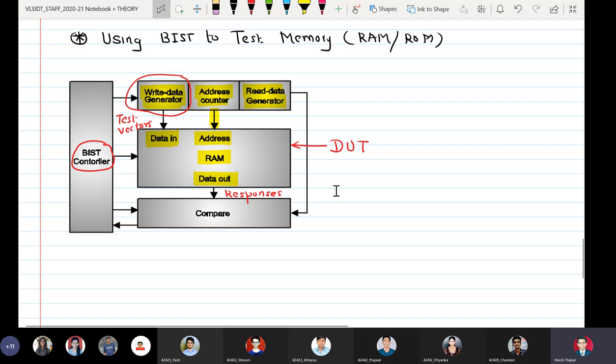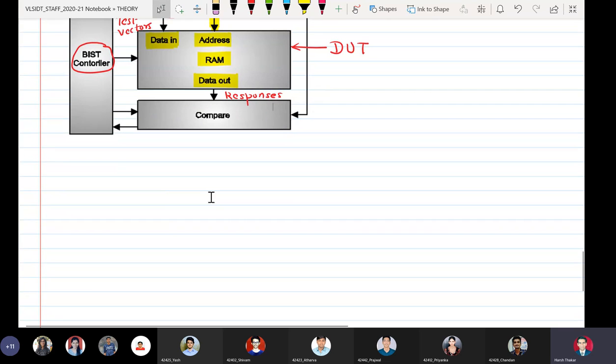Now a modification of this is that we combine the read data generator and compare with what is called an MISR. MISR basically stands for multiple input signature register. Many times the output data is too long in the number of bits, so the test circuit is simplified by using a signature register.